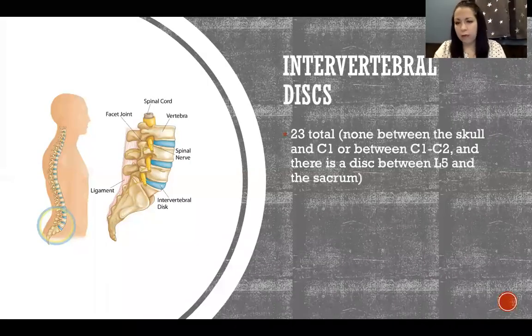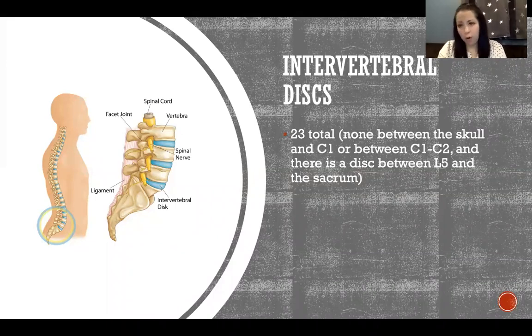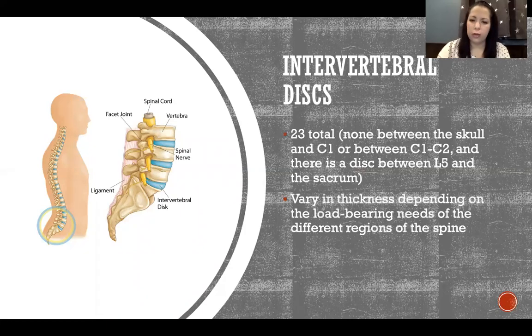Intervertebral discs. So we have 23 total intervertebral discs. We have 24 total vertebrae, so 23 discs, because we do not have one between the skull and C1, and we do not have one between C1 and C2, but we do have one between L5 and the sacrum. So altogether that adds up to 23.